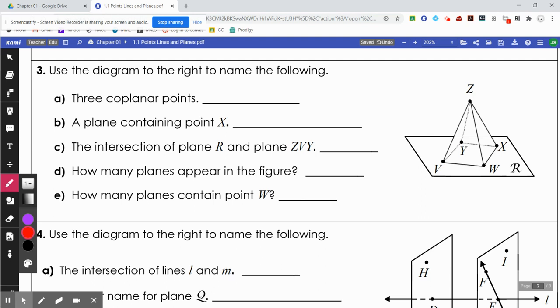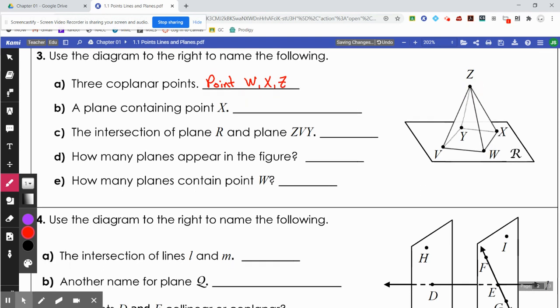3 coplanar points. So we could say V, W, and X are in the same plane. We could also say W, X, and Z are in the same plane because you could run a flat surface through those 3 points. So any 3 points like that would work. And that is just 2 of many answers that you could give. A plane containing point X. So here's point X, and we've given one plane there. We could use WXZ. But let's go ahead and use this bottom plane, X, W, V is also 3 non-collinear points, or we could just say plane R, since all 3 of those points are in plane R.